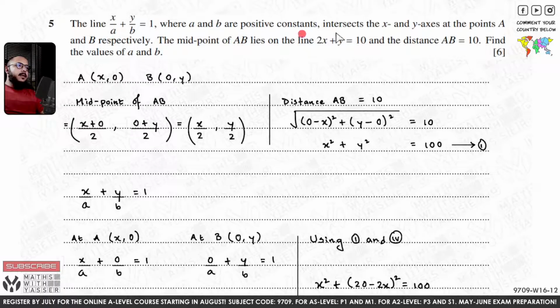And the line intersects the y-axis at the point B, and we know that at the y-axis x is 0, so the point B must be (0, b). Then it says the midpoint of AB lies on the line 2x plus y equals 10.